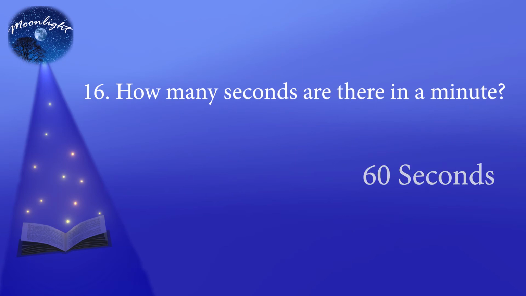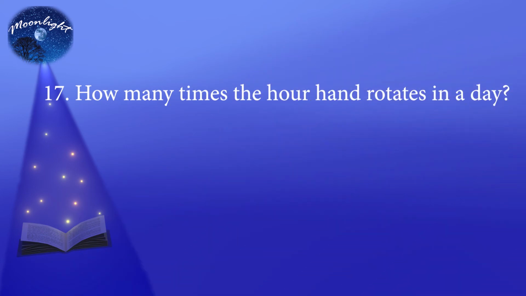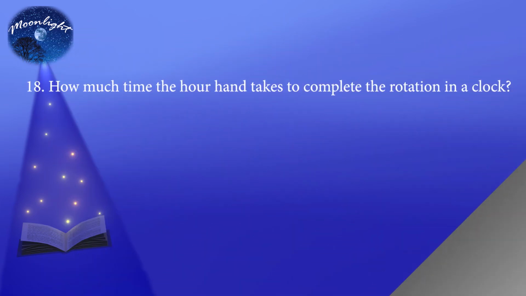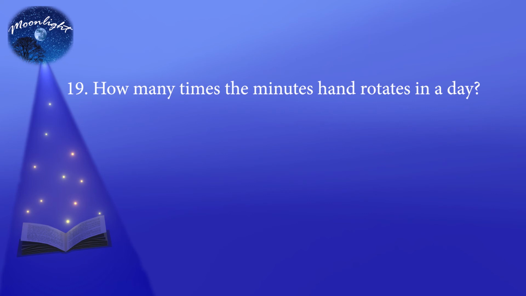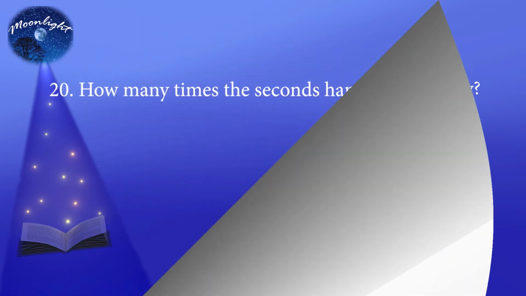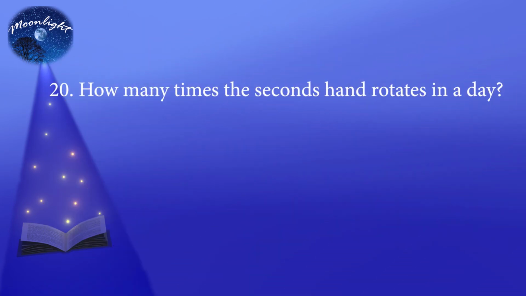60 seconds. How many times does the hour hand rotate in a day? 2 times. How much time does the hour hand take to complete the rotation in a clock? 12 hours. How many times does the minute hand rotate in a day? 24 times. How many times does the second hand rotate in a day?